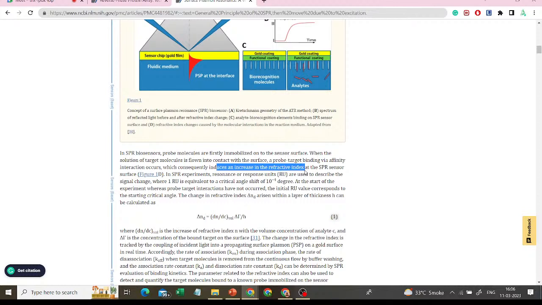Okay, so here resonance or response units are used to describe the signals, where one response unit is equivalent to a critical angle shift of 10 to the power minus 4 degrees. So whatever response unit or resonance unit you find in the different numericals or calculations, one response unit is equivalent to a critical angle shift of 10 to the power minus 4 degrees.